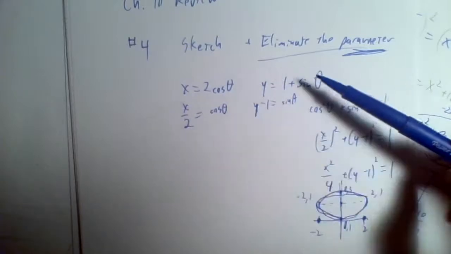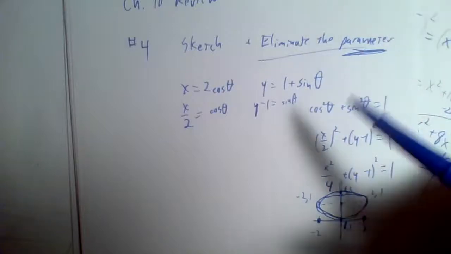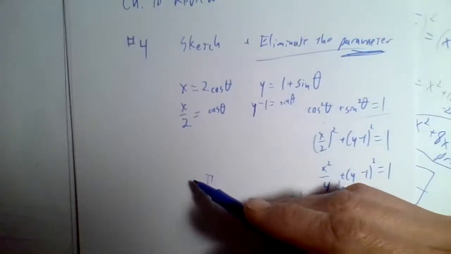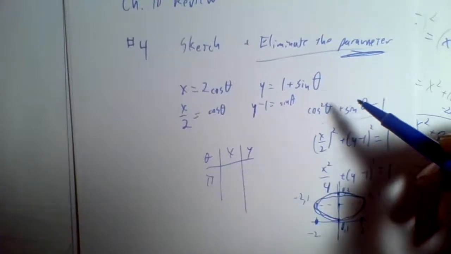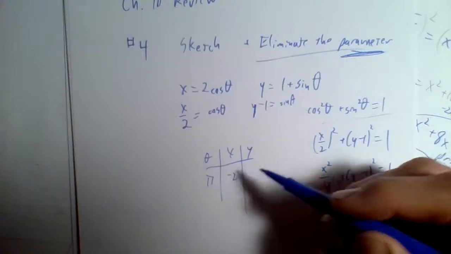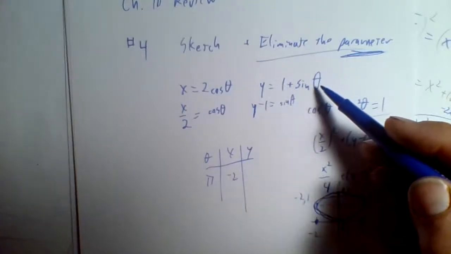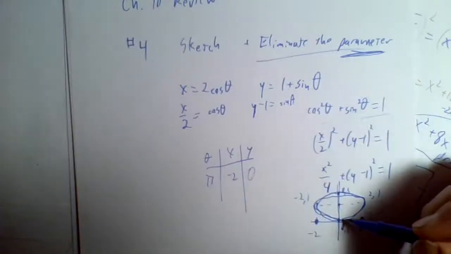Now, if you just took these original equations and started plugging in some points from 0 to pi over 2, you'd get these different things. You could also do sketching this way. When theta is pi, x is 2 cosine of pi, which is negative 2. And y is 1 plus sine of pi, which is 1. So you'd get this point out of that.